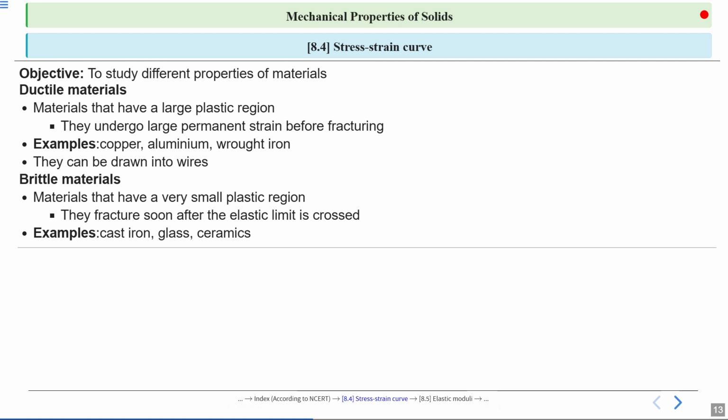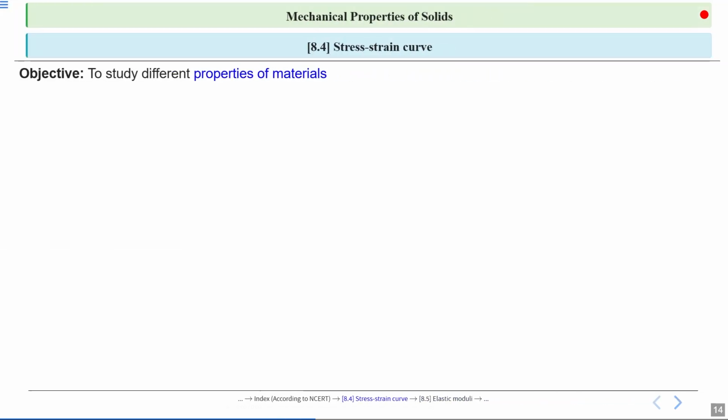Examples of brittle materials include cast iron, glass, and ceramics. These materials are strong under compression but weak under tension or bending. So, those were different properties of materials. We will continue here.